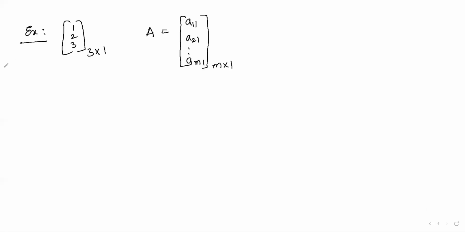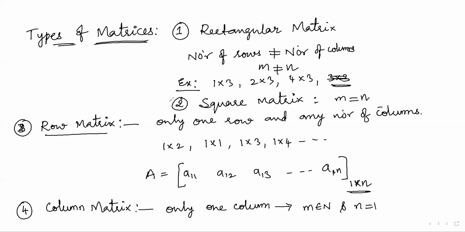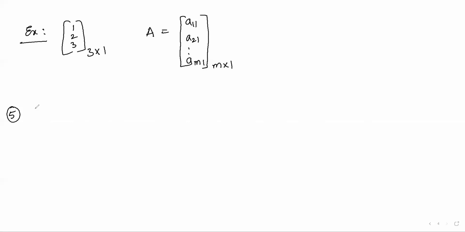Right. So then we will go to the next type of matrix, the square matrix. We saw the square matrix, right? In the square matrix there are some types. So what are they? First is the scalar matrix. What is this scalar matrix?